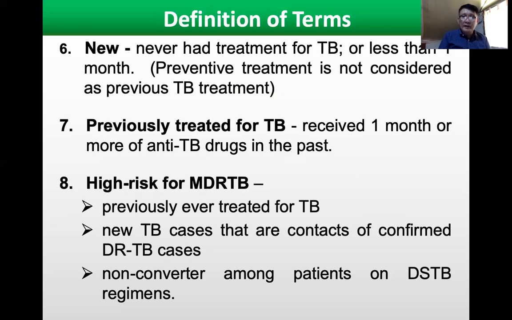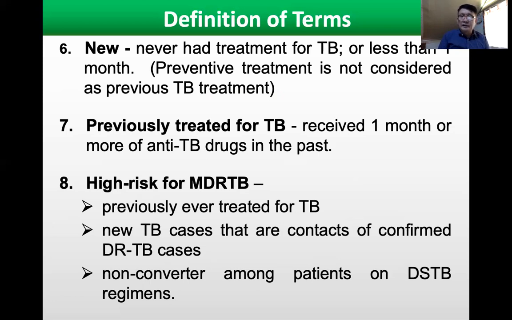Now, number 8, high risk for MDR-TB. So what is the definition? There are 3 points here which are covered for high risk for MDR-TB. Who are high risk for MDR-TB, by the way? This includes the previously ever treated for TB. These are the retreatment cases.